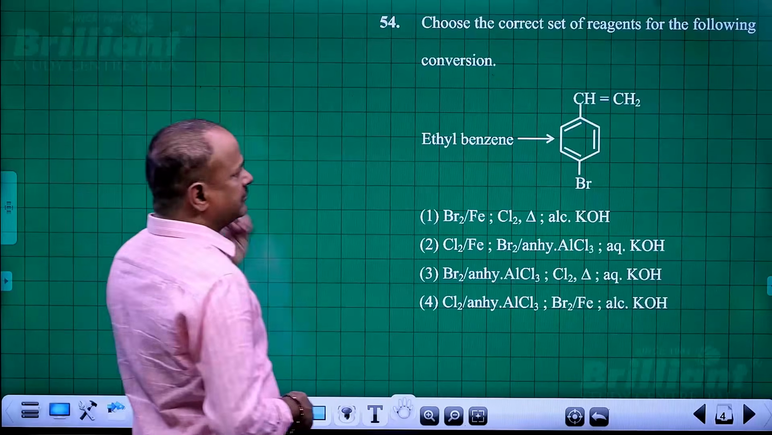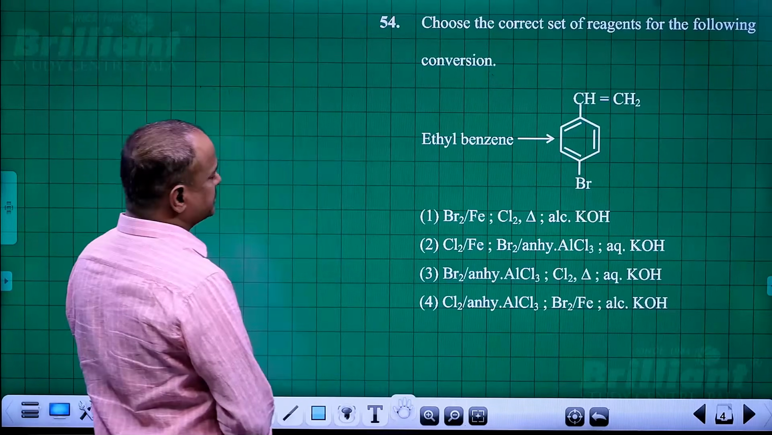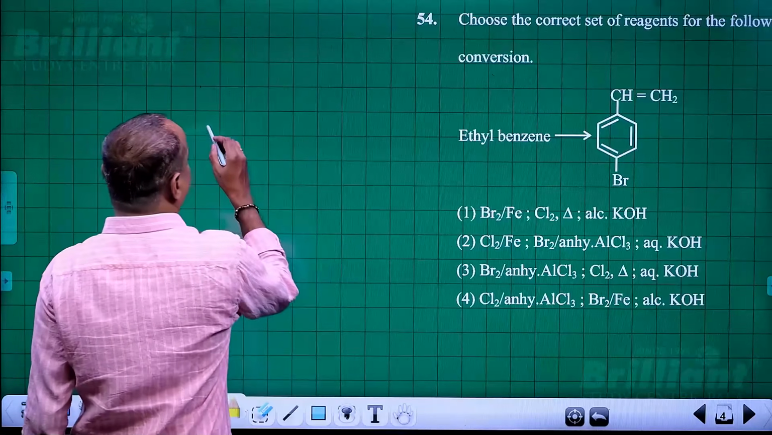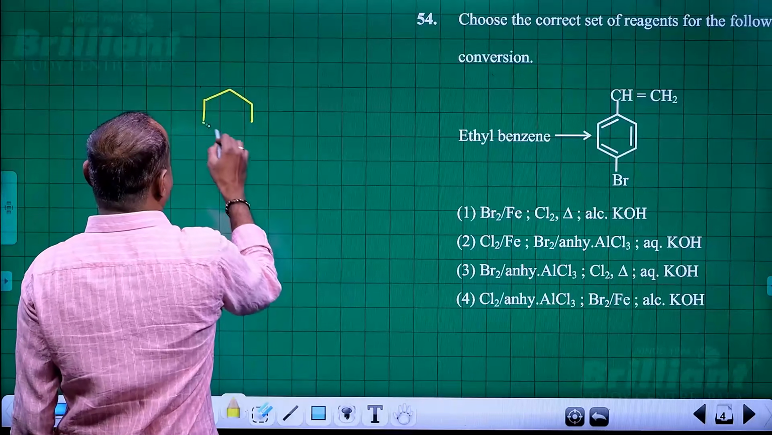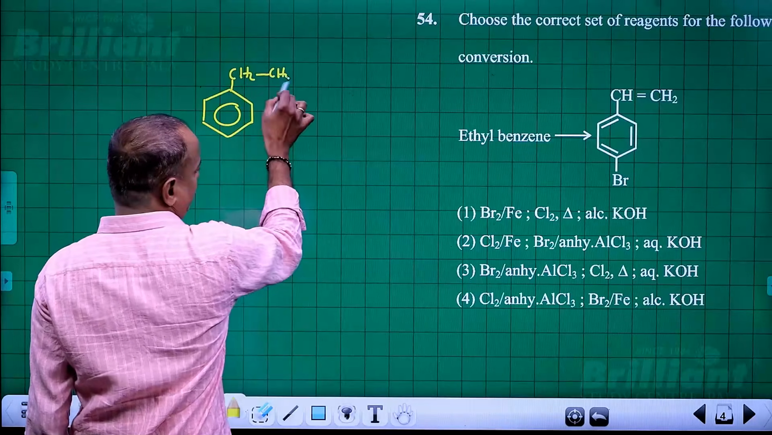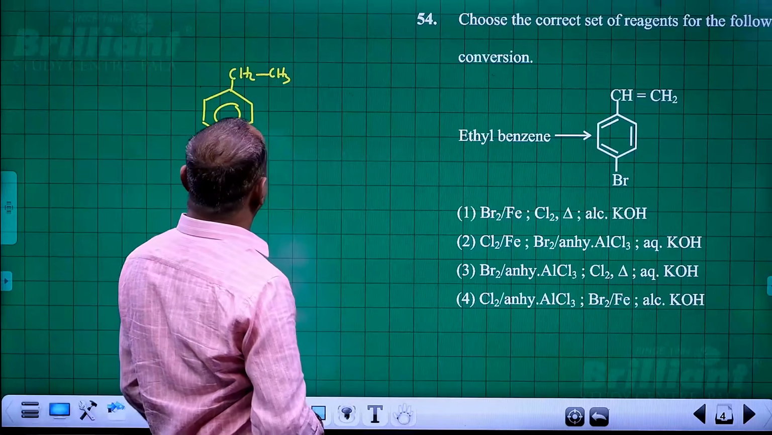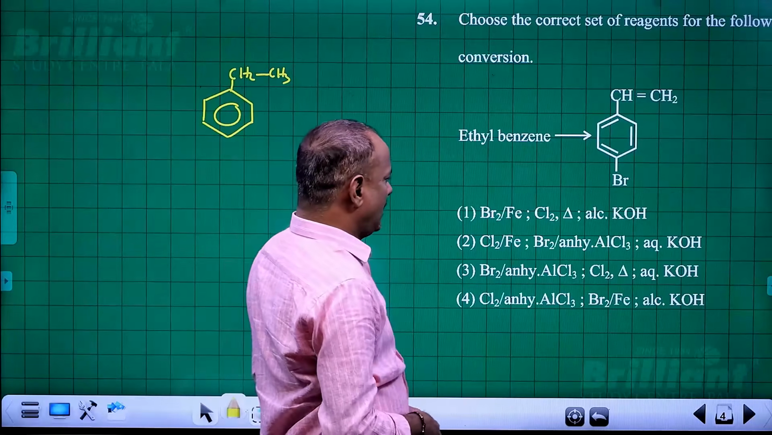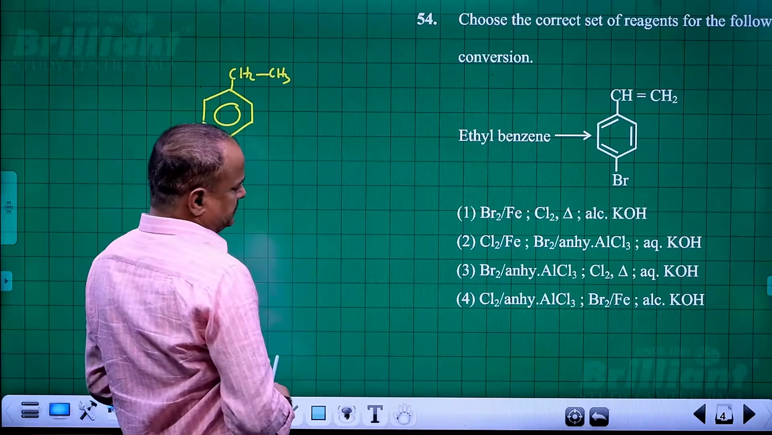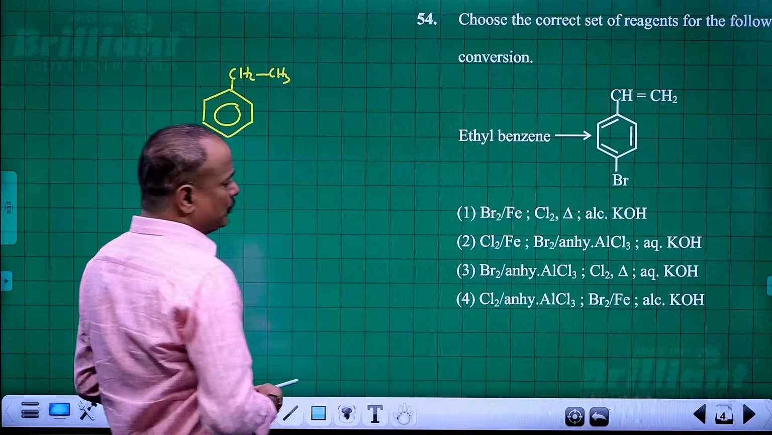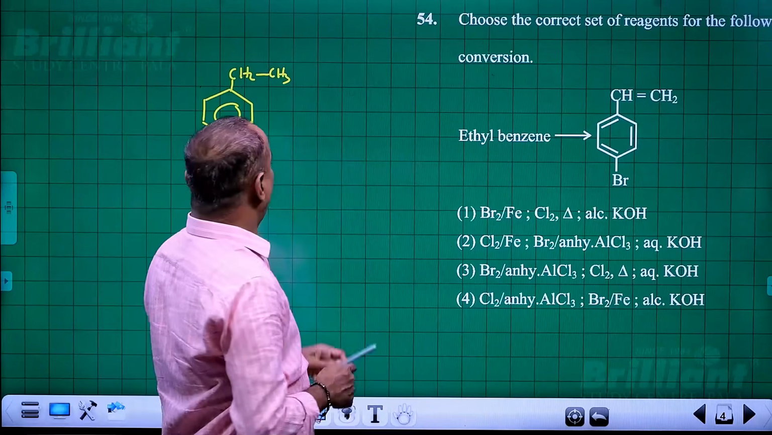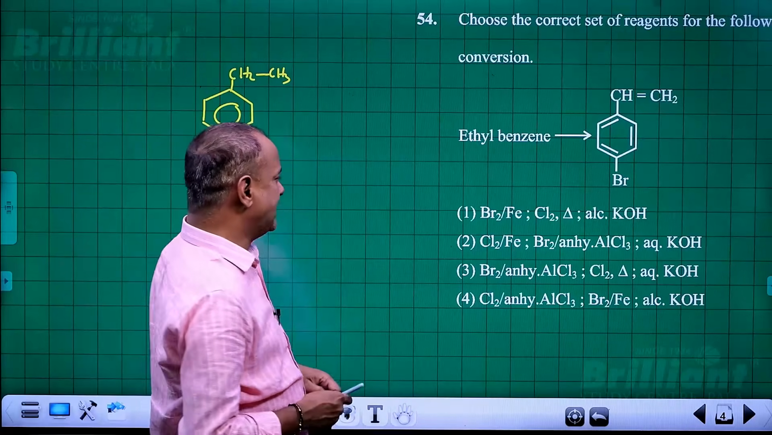Next 54. Which of the following sets of reagents is for conversion of ethyl benzene to this compound. So starting compound ethyl benzene. So we want bromine and a double bond. Alcoholic KOH requirement because of dehydrohalogenation. So halogen requirement, but two types of halogenation. One on the ring, that is called electrophilic substitution. One on the side chain, radical, free radical mechanism.